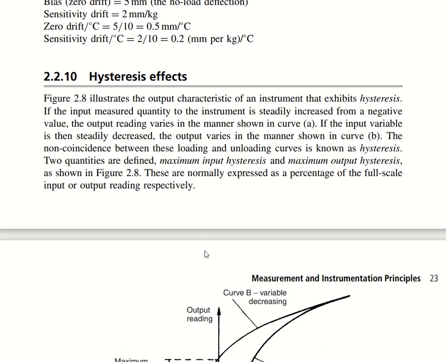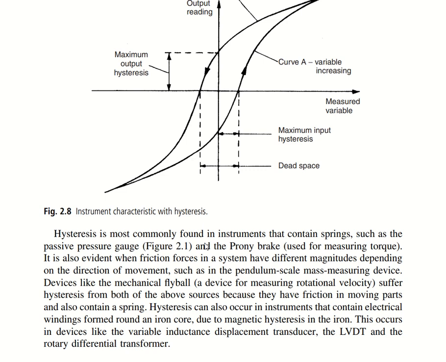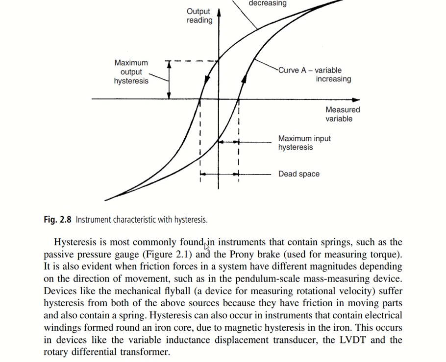Now the non-coincidence between these loading and unloading curves is known as hysteresis. Two quantities are defined: maximum input hysteresis and maximum output hysteresis. These are normally expressed as a percentage of the full scale input or output reading respectively. It's most commonly found in instruments that contain springs, like the passive pressure gauge and prony brakes, which are used for torque measurement.